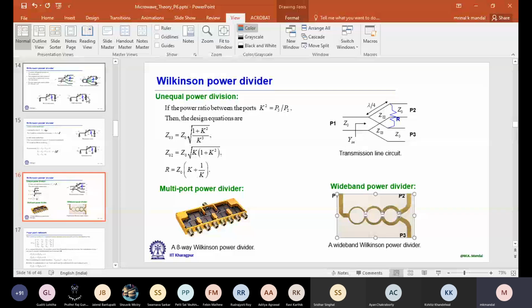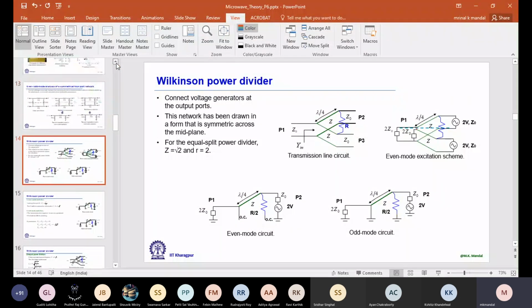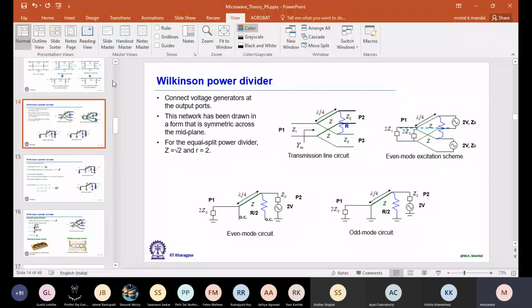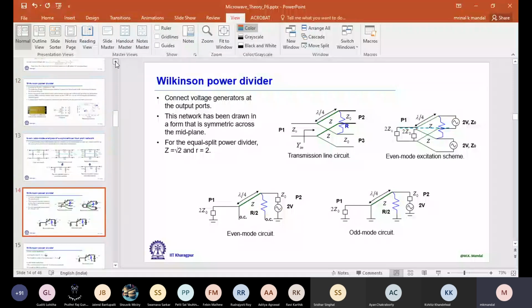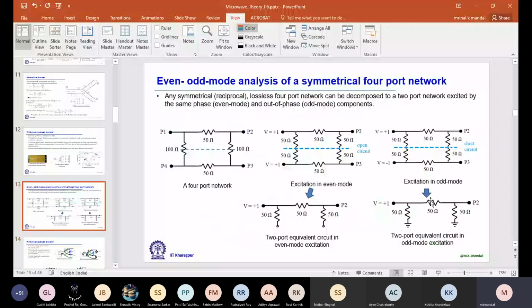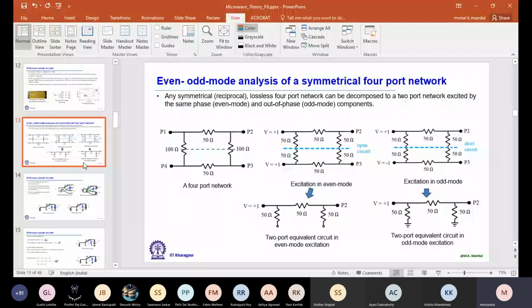Well, now coming to the derivation part. We need to learn something new. After this Wilkinson power divider, we'll be having 4-port networks, couplers, then hybrid junctions. So before going further, we have to learn a new theory called even-odd mode analysis. Some of the theoretical concepts are very simple, but they came much later. This one also, I think, came in the 1970s or 1980s.